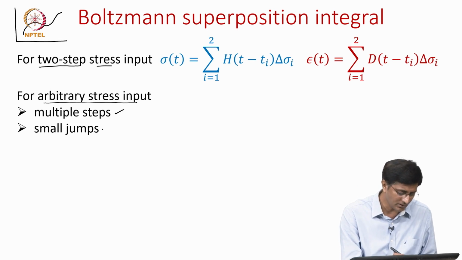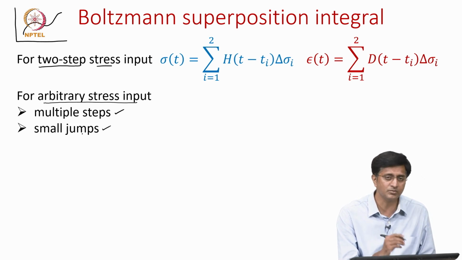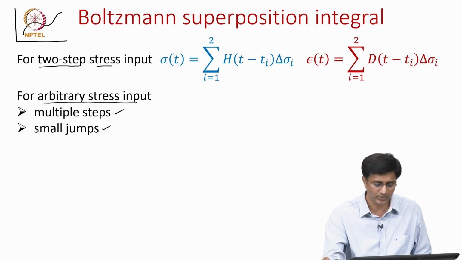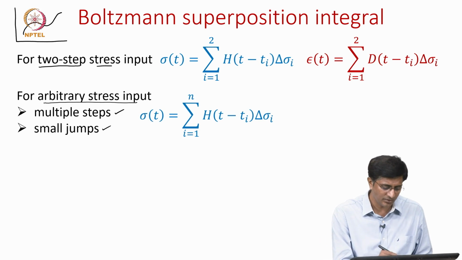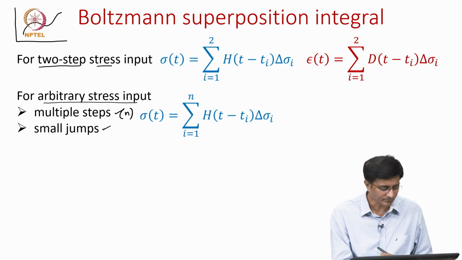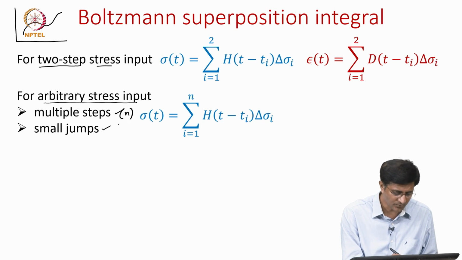The only thing is these steps or jumps should be small, the delta sigma should be small. If we do that, then we can write this input sigma of t as the summation from 1 to n, n being the number of steps, and these small jumps we are talking about are the delta sigma i's.